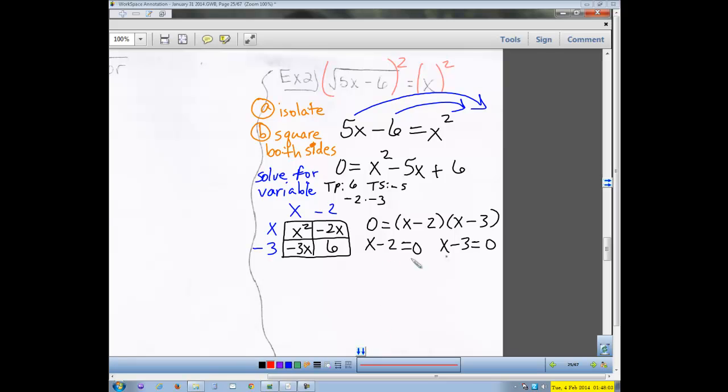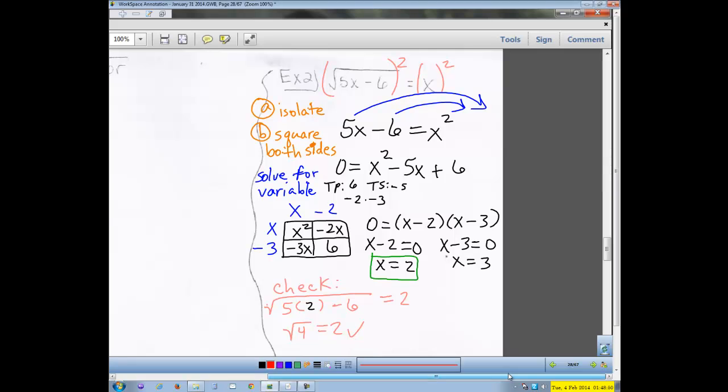x minus 2 equals 0. Therefore, I get x is equal to 2. And I have x minus 3 equals 0, and I get x equals 3. Now I check for extraneous solutions. Plugging 2 back into the original equation gives me a true statement. Therefore, 2 is an answer. Plugging 3 into the original equation also gives me a true statement. 3 is also a solution.